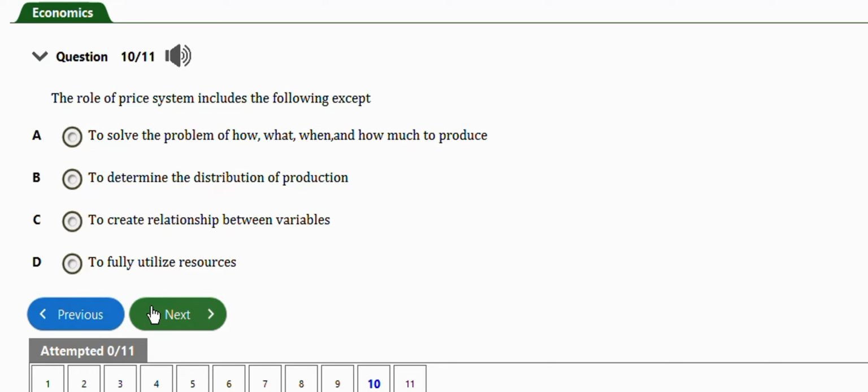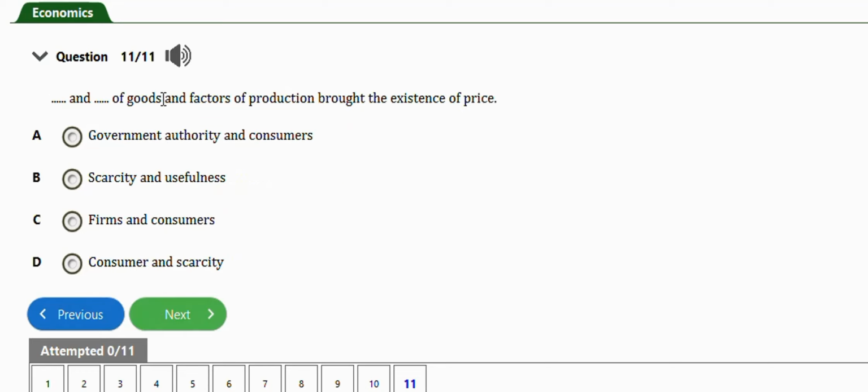The last question for this video says dash and dash are goods and factors of production, but for the existence of price. The options are government and authorities, consumers, scarcity and usefulness, firms and consumers, and scarcity. So the right answer is scarcity and usefulness of goods and factors of production, without which there would be no existence of price.